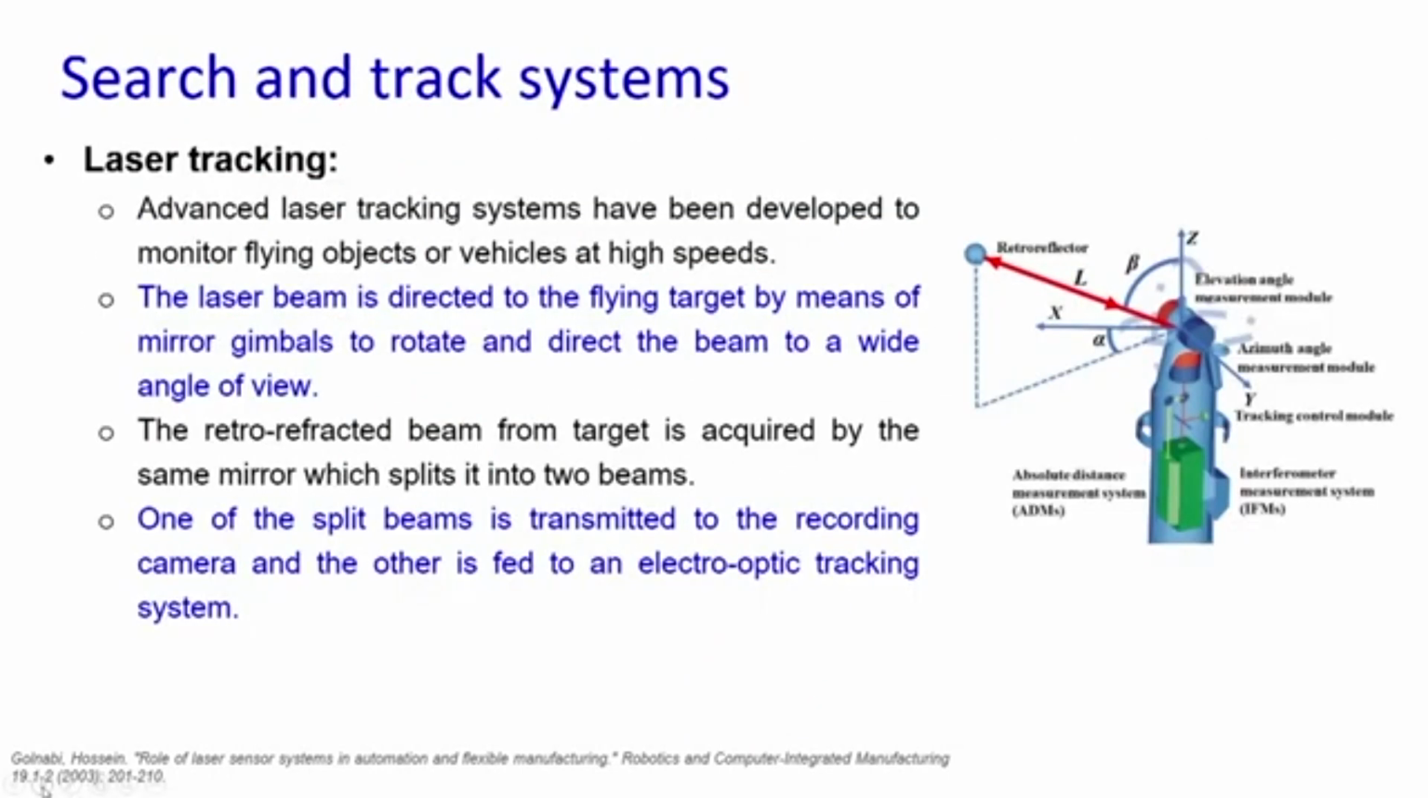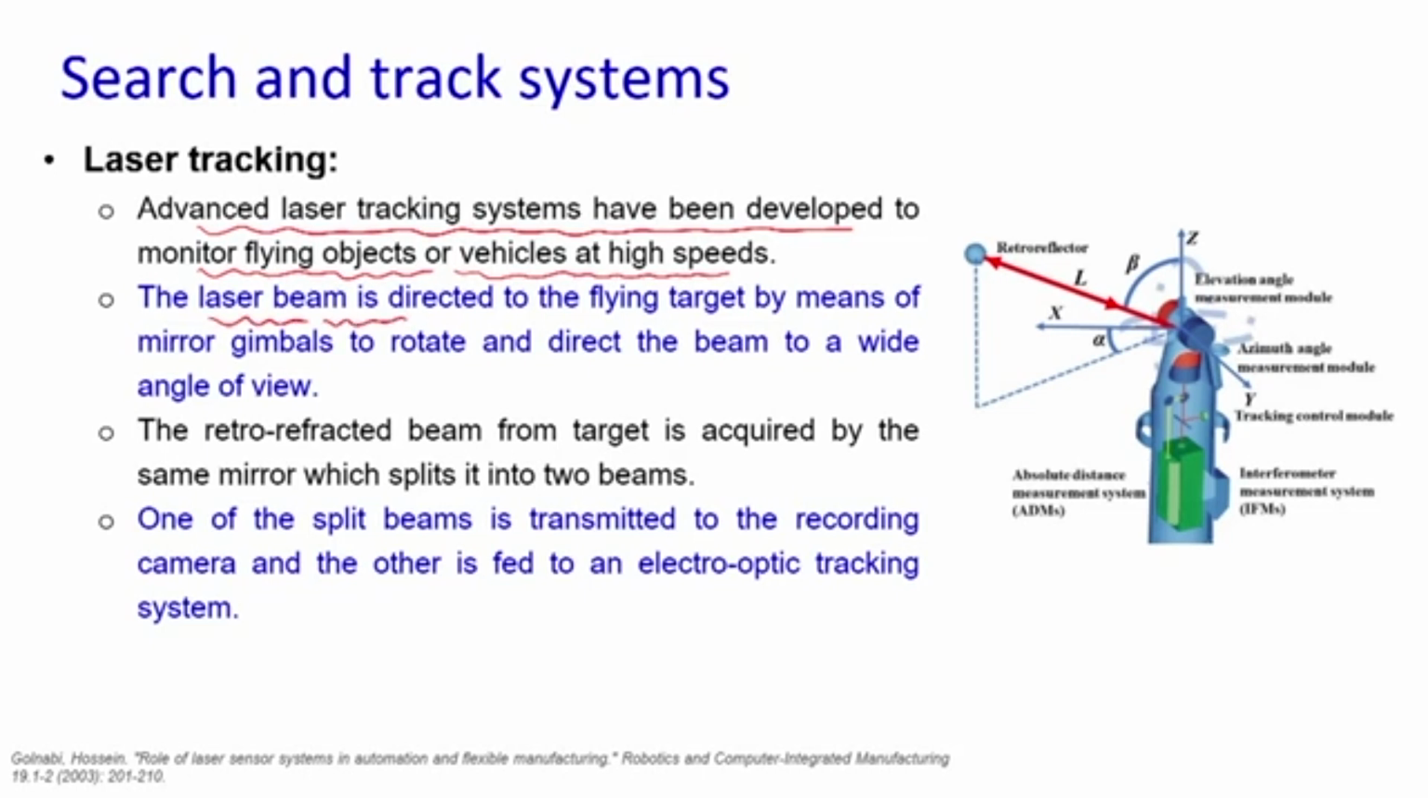Lasers are also used for tracking purposes, for search purposes. Advanced laser tracking systems have been developed for monitoring flying objects or vehicles at high speeds. On the shop floor as well, there may be a lot of vehicles which are moving, and some of the vehicles may be at a very high speed. To monitor the speed of the vehicle and to control it, we have to have some system, and a laser beam can be used.